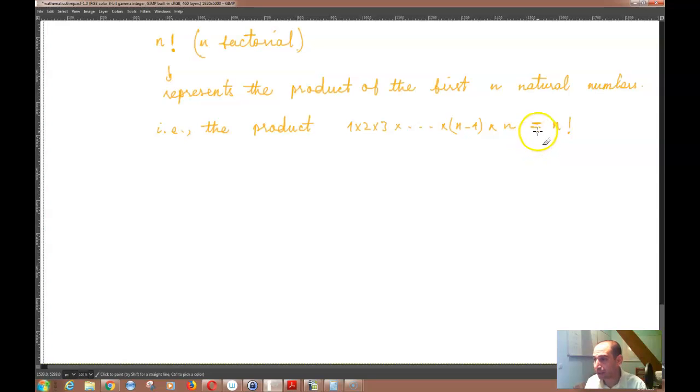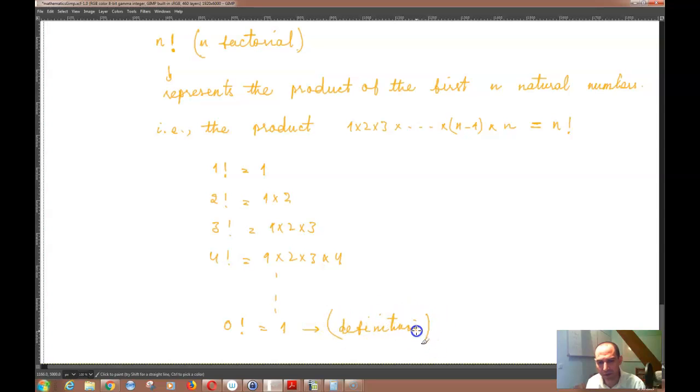So 1 factorial would be equal to 1. 2 factorial would be equal to 1 times 2. 3 factorial would be equal to 1 times 2 times 3. 4 factorial would be equal to 1 times 2 times 3 times 4, and so on and so forth. And we define 0 factorial as 1. This is a definition.